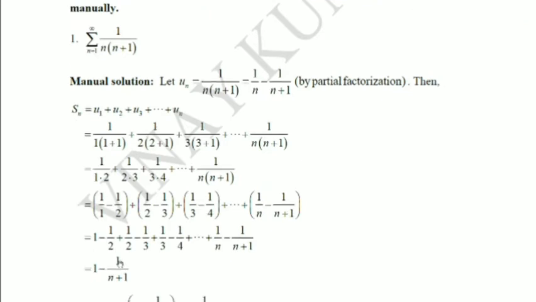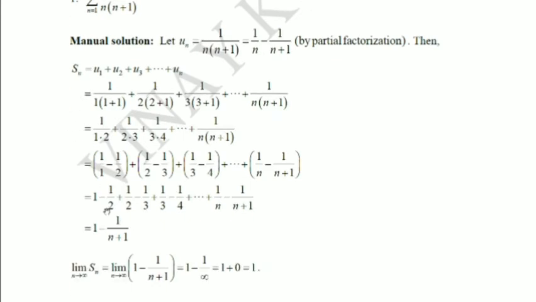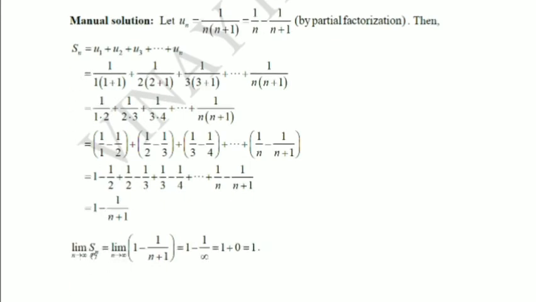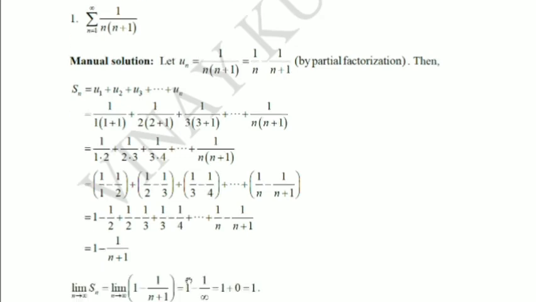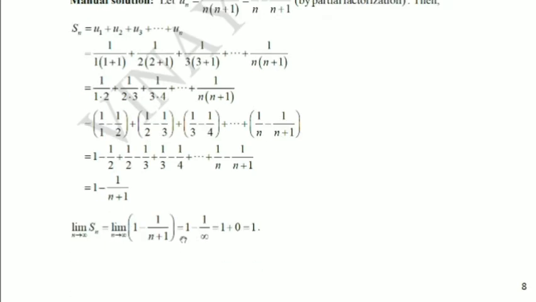So after simplification, now apply the limit. Limit as n tends to infinity of Sn is equal to the limit of this. As n goes to infinity, this becomes 0 and this becomes 1. So 1 plus 0 is 1. So what is the limit of the nth term of the partial sum sequence? It is 1. Therefore, the partial sum sequence is convergent. Hence, the given series is convergent. This is the conclusion we can draw.